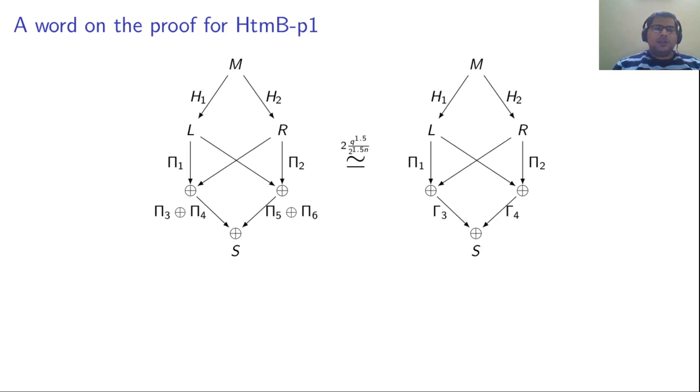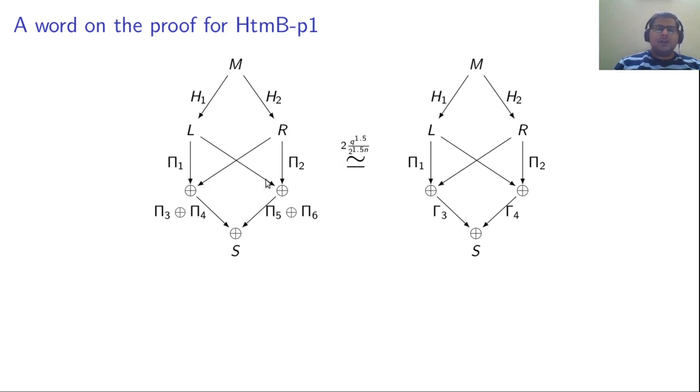Okay, a very quick look at the proof of HDMB P1. Basically we have made two changes. We have replaced the gamma 1 and gamma 2 functions with the pi 1 and pi 2 permutations, and in the lower layer we use sum of permutation. The sum of permutation can be replaced with independent functions gamma 3 and gamma 4 using the bound on the PRF security of sum of permutation by Dai et al.